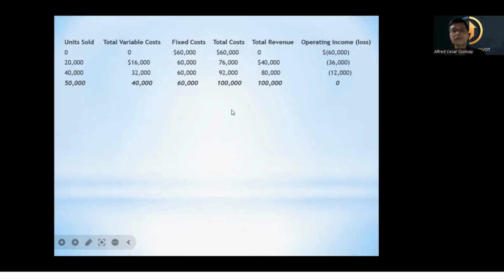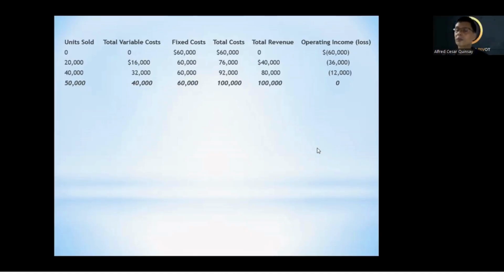So at 50,000, it has achieved its break-even point. So you see, total variable cost is at 40,000. That's 0.8 times 50,000. And your fixed cost is still 60,000 regardless of the number of units sold. And the total cost would be 100,000. That's 60 plus 40 is 100,000. And the total revenue, that's 50,000 times $2. That's easy to see. So that would be 100,000. So 100,000 less 100,000 is zero.